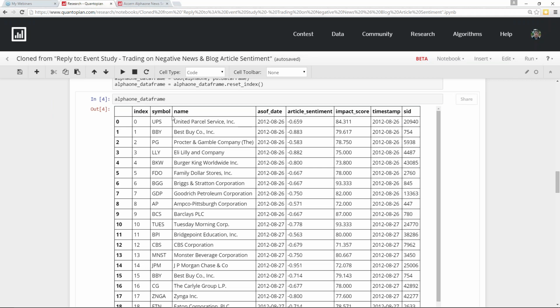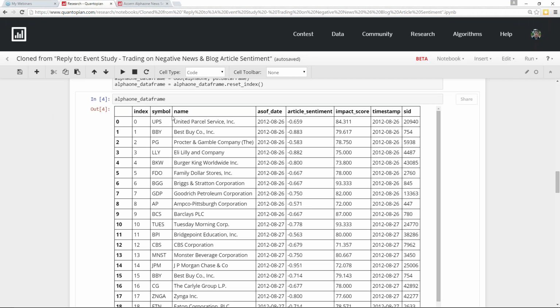So if we walk through this first line, on August 26, 2012, there were multiple articles written about UPS on that day. The sentiment was pretty negative, essentially negative 0.7, on a scale of -1 to 1. So a bad day, bad news about UPS. Somebody must have missed a bunch of package deliveries. The impact score says lost all the iPhone shipments. They had a bad day.